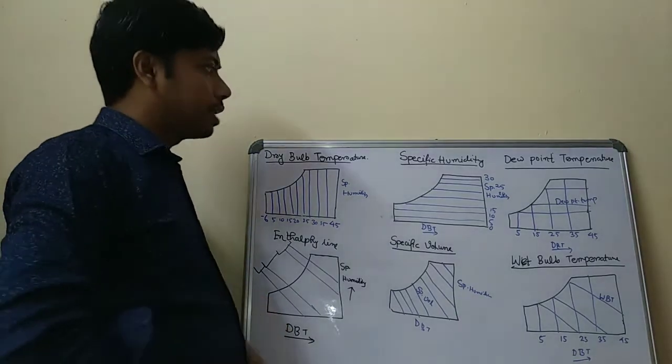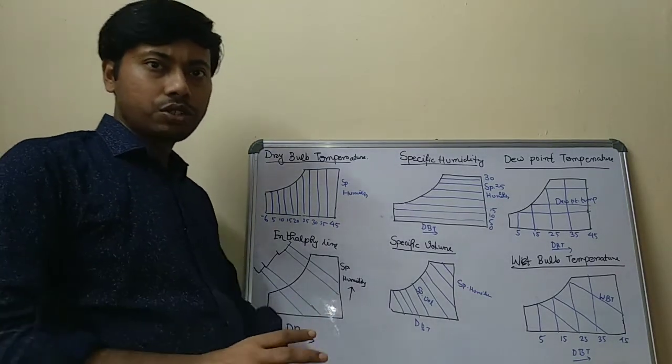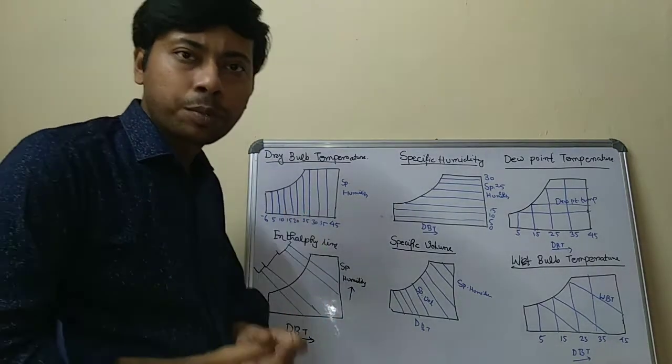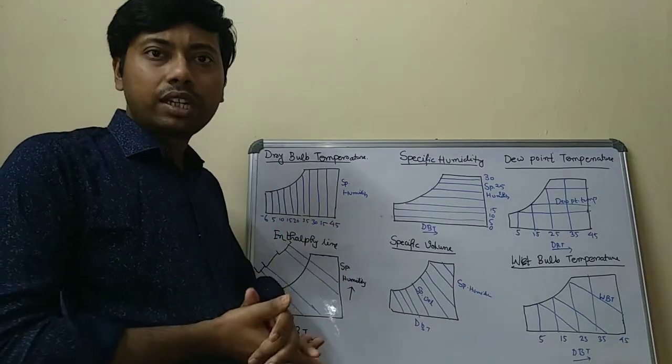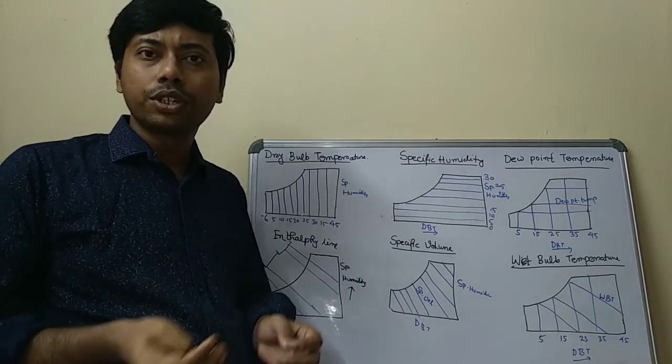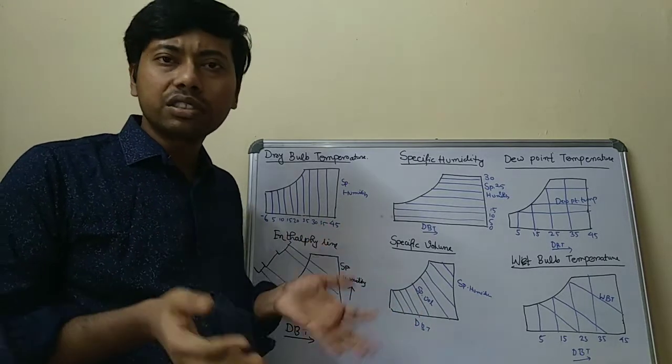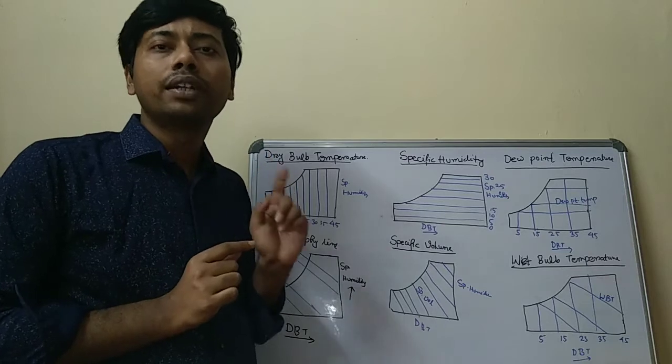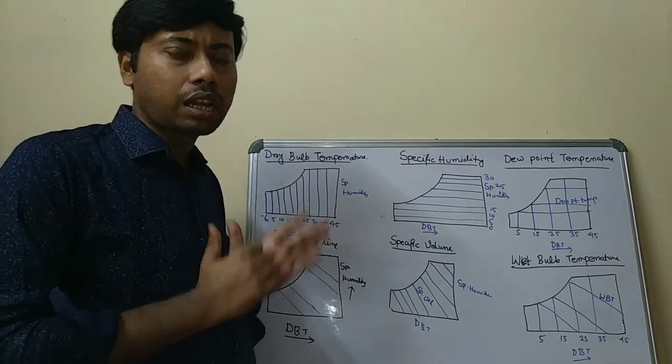Now, as you know, the psychrometric chart consists of 8 to 9 thermodynamic properties, in which you can calculate the dry bulb, wet bulb, specific volume, relative humidity, specific humidity, enthalpy, and vapor pressure. So all those things you can calculate on only one single chart, that is the psychrometric chart.